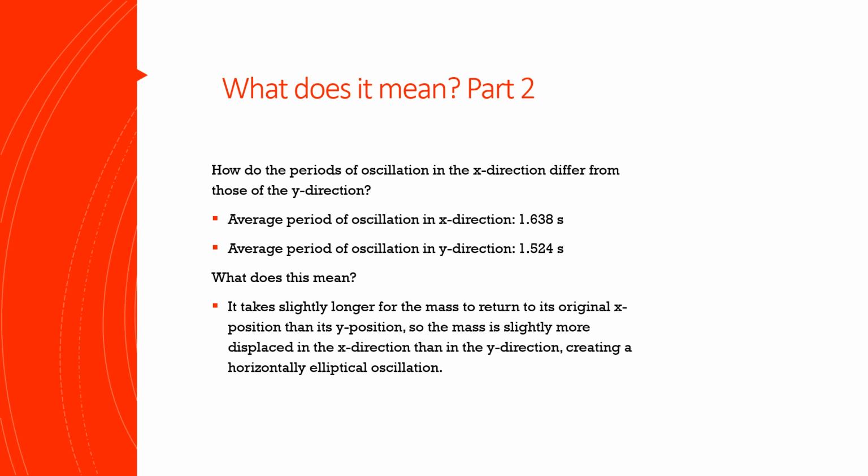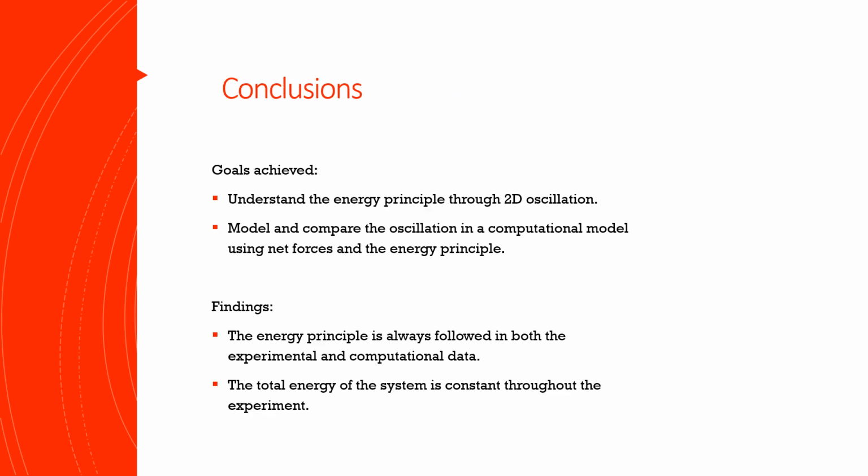How do the periods of oscillation in the x direction differ from those of the y direction? The average period of oscillation in the x direction is 1.638 seconds, which is slightly higher than the 1.524 seconds in the y direction. This means that the mass takes longer to return to its original x position than its original y position, so it is slightly more displaced in the x direction, creating an elliptical oscillation.